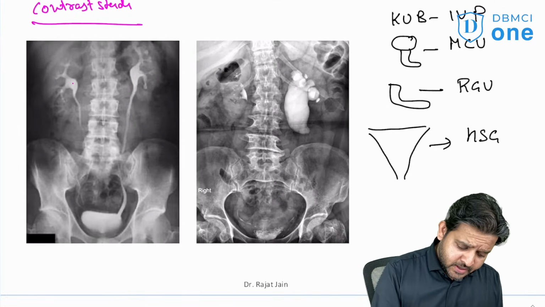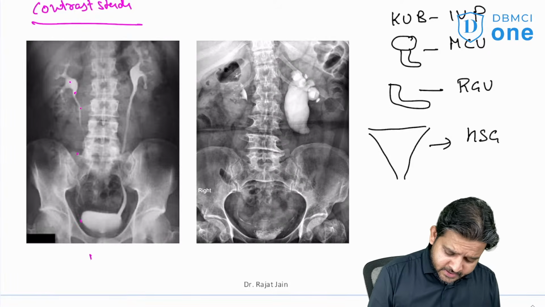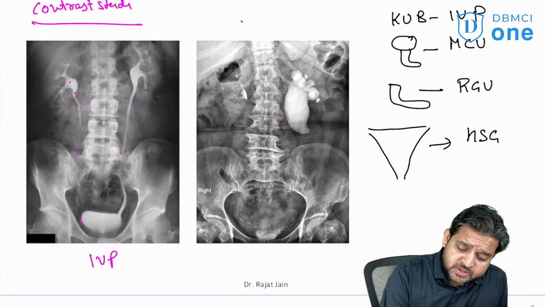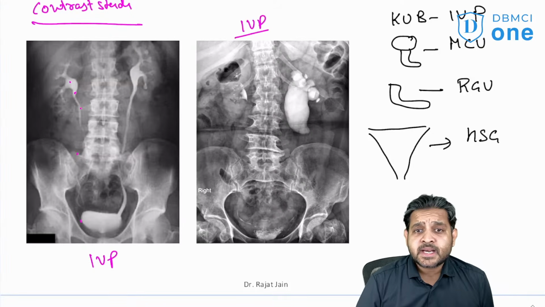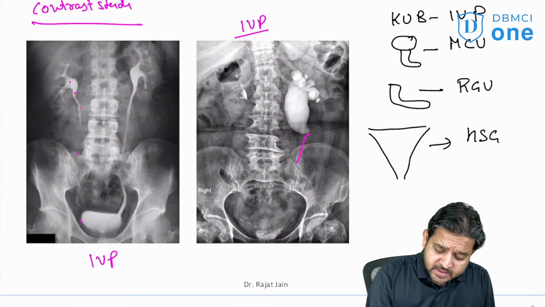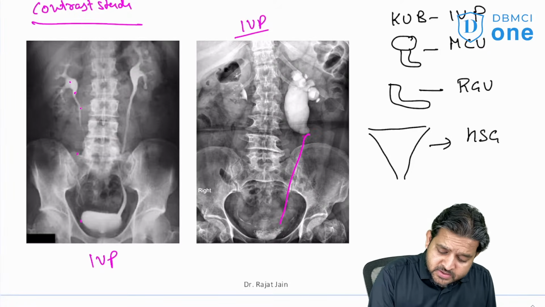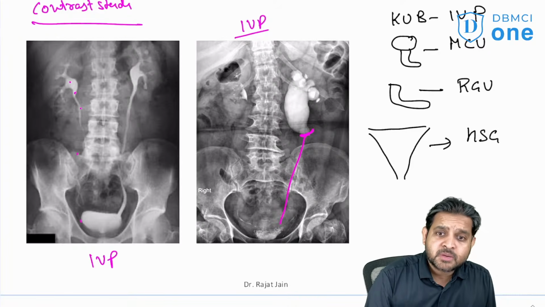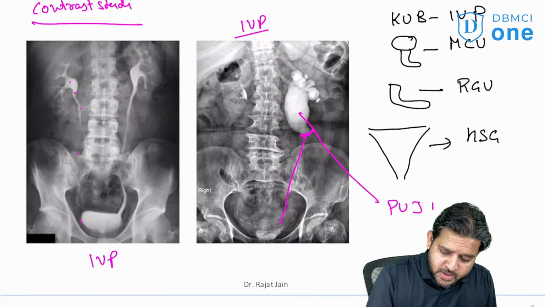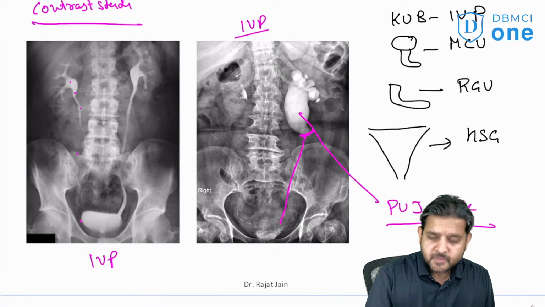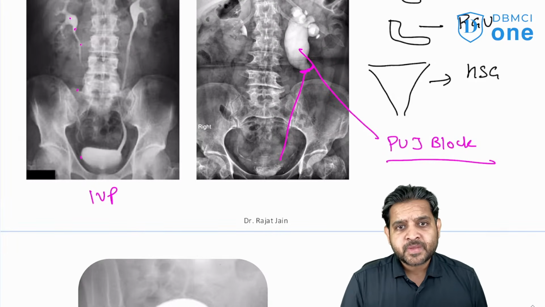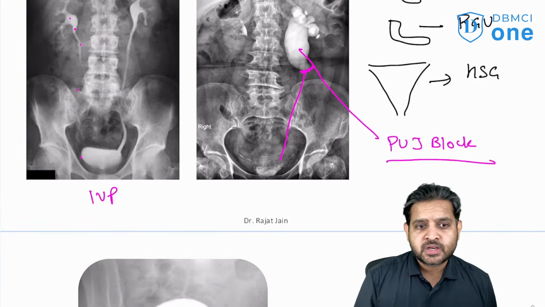So what do we see here? I can see kidney, ureter, bladder. So this is IVP, right? But now the question is, what is the diagnosis of this IVP? And the moment I say, oh, why is the dye getting accumulated in the renal pelvis? The dye should have gone into the ureter. It is not able to go here because there is a block here. And if there is a block here, this is a PUJ block, or a pelvi-ureteric junction block.